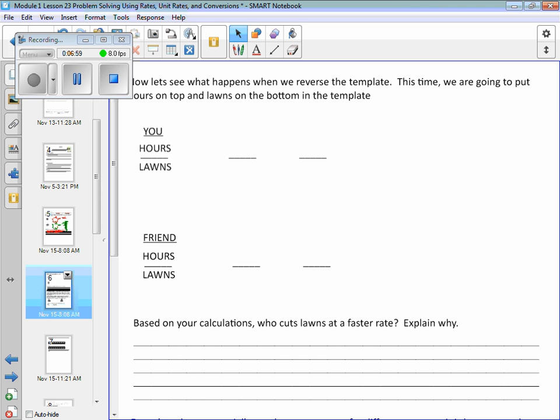Hopefully you will see. So going back to the original example, hours and lawns for you, what should happen is the ratio should turn upside down. What was the rate again? Because I got to flip back and forth. What was the hours and what was the lawns for you? What was the hours? Is 5 hours.